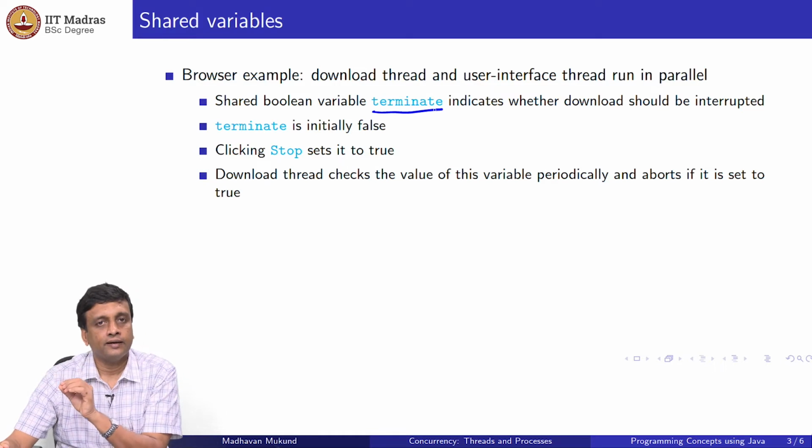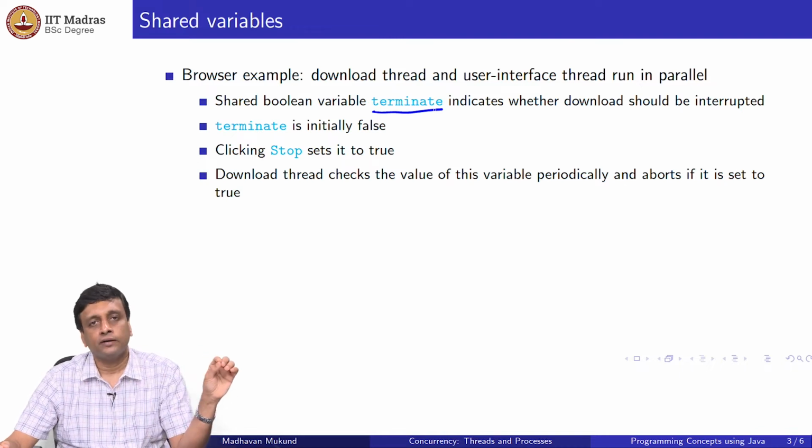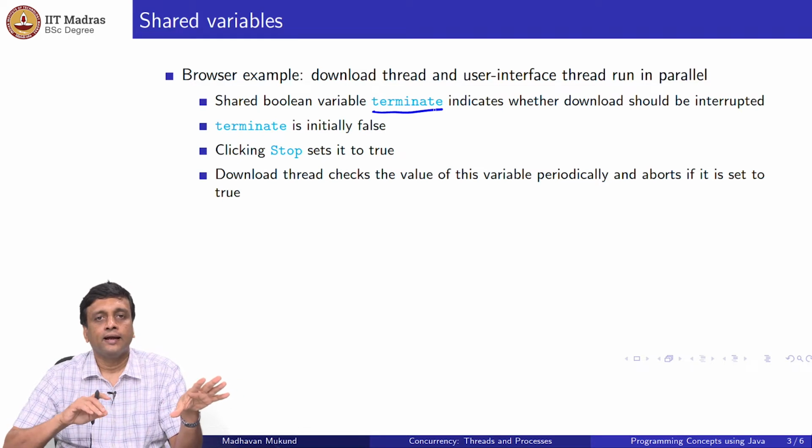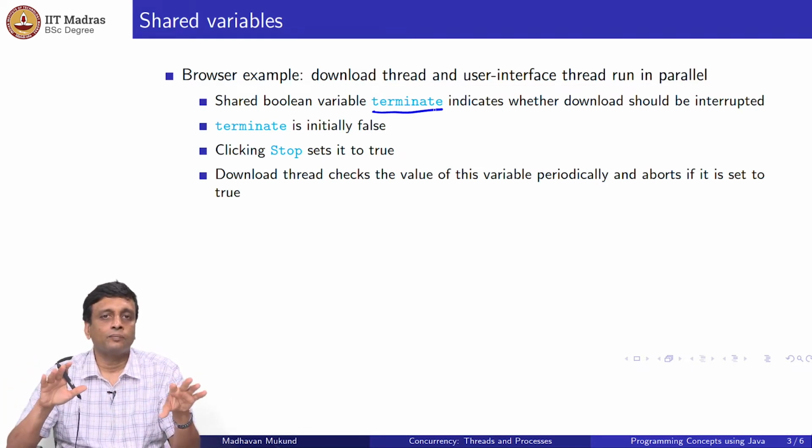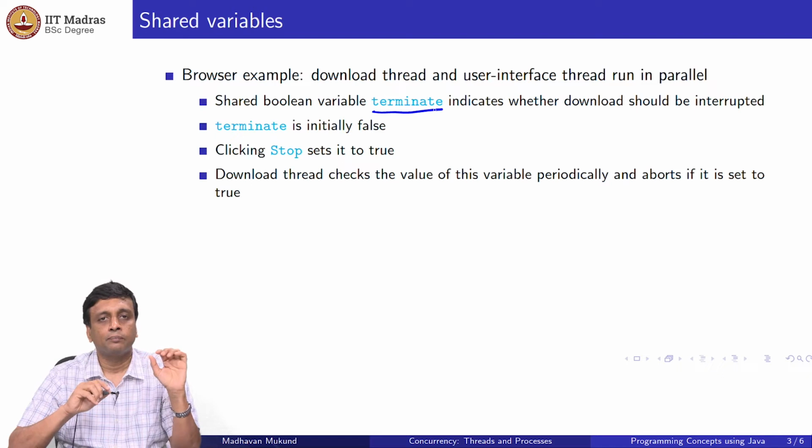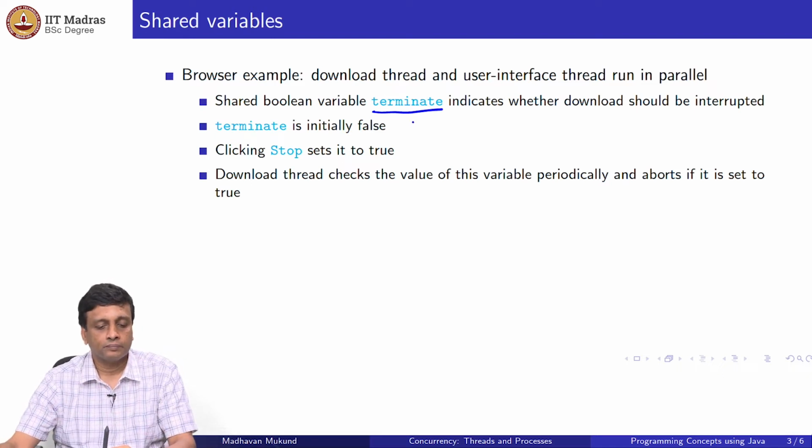Now in a different thread where we are still interacting with the browser, we decide to cancel this download. What the cancel does is it effectively sets that terminate variable from false to true. So at some point in the middle of the download, periodically the download thread is checking the value of this variable. When it senses that the value is true, it will stop the download and cancel itself. So in this way, the download thread and the user interaction thread of the browser interact through this variable called terminate.